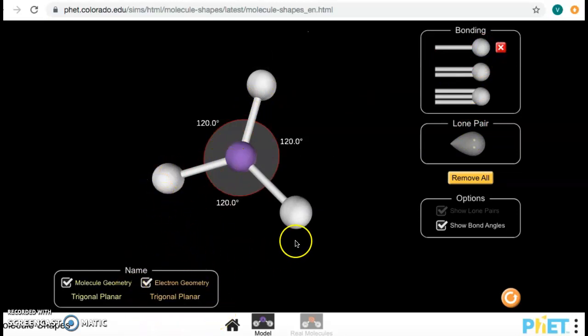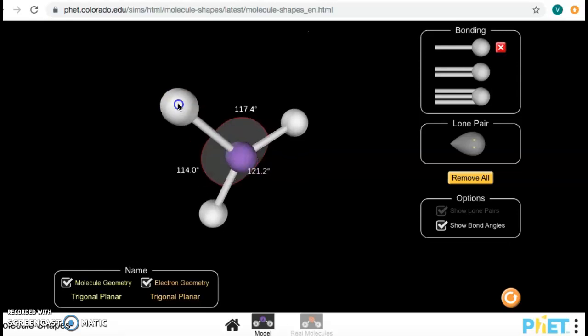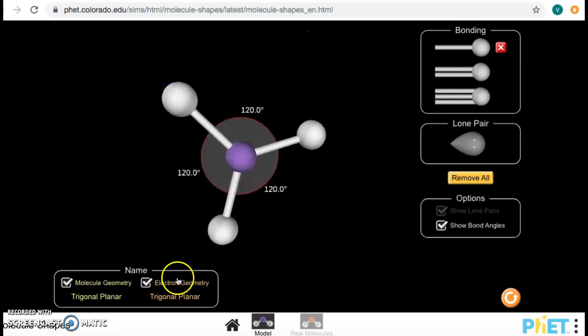There are 3 domains as far apart as possible, and the bond angle is 120 degrees. I'm going to manipulate this around a little bit so you can see how this is in a plane. There are 3 things in a plane, that's why we call it trigonal planar. When we don't have any lone pairs, the electron pair geometry will be the same as the molecular geometry. And that's for any of the shapes, for any number of domains. If there's no lone pairs, these two will be the same.